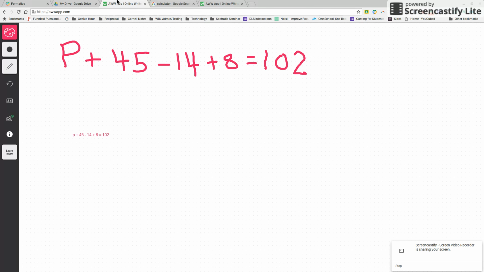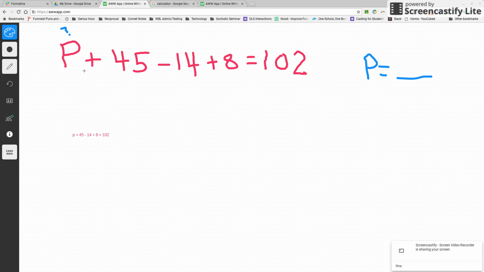All right, so we're going to look at this first equation. It says p plus 45 minus 14 plus 8 equals 102. And our goal today is we want to figure out what number the variable p is. That's what we're trying to figure out. What is P? That is our question right now. Now, with a proof like we learned yesterday, our goal is to try to get P all by itself on one side of the equal sign. Without it, we don't know what that number could be. It makes it very difficult for it to be anything. So we want to get it all by itself.